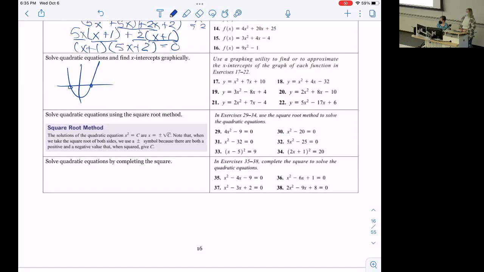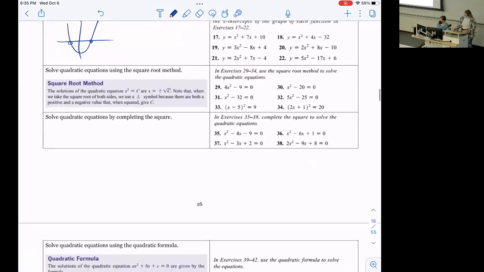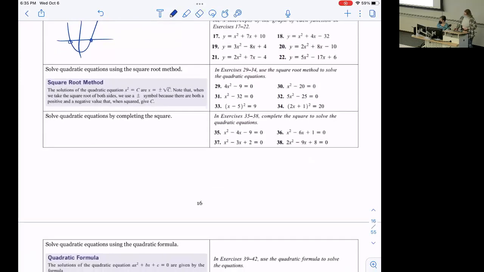All right. So question 29 through 34 give us the square root method. So in that little snippet from your textbook, we see that x squared equals c, where capital C is a constant. We can solve by moving that constant over to the other side of the equal sign and then taking the square root of both sides. Any questions on that one?